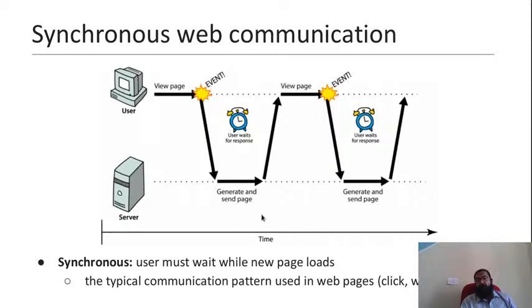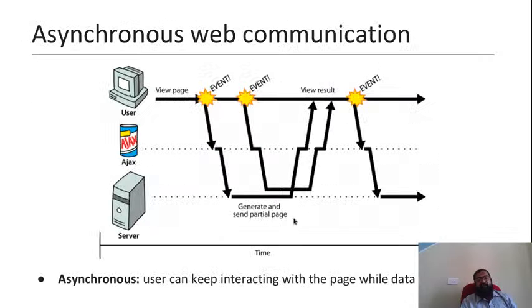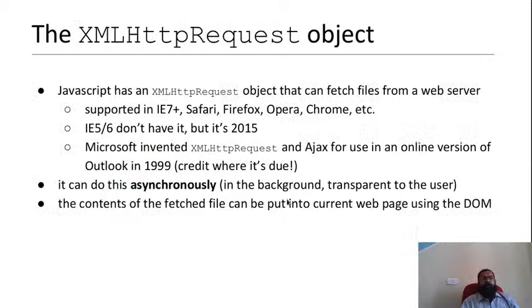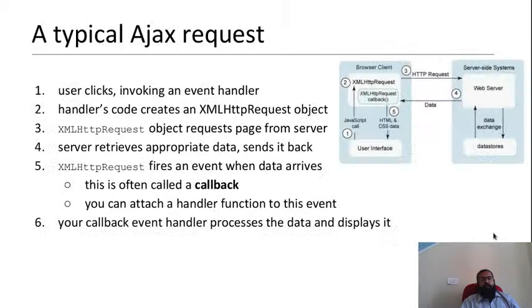So earlier when we discussed Ajax, we have seen that the server in synchronous web communication generates and sends the entire page, while in Ajax it generates and sends a partial page. It need not send the entire page, but it can send a part of the page as well, okay. So we have the XML HTTP request, and the contents of the fetched file can be put into the current web page using the DOM, okay.